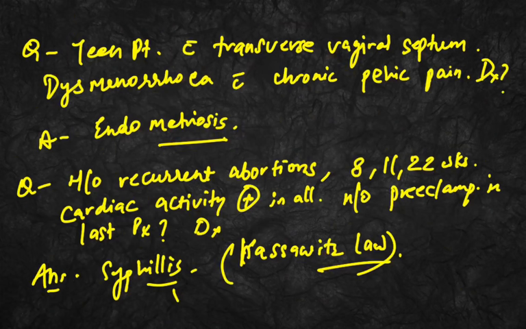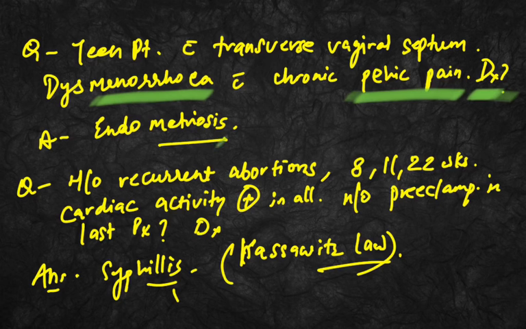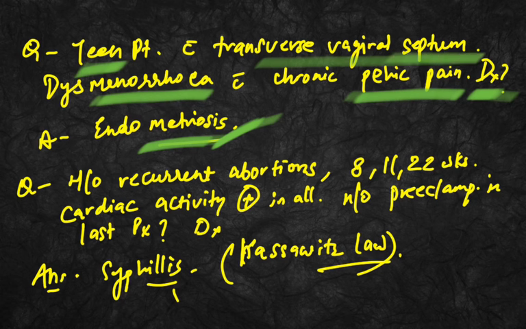So, teen patient with transverse vaginal septum presents with dysmenorrhea with chronic pelvic pain. So what will be the diagnosis? This is a very peculiar dysmenorrhea with pelvic pain. With a teen patient and transverse vaginal septum, endometriosis will be the diagnosis.